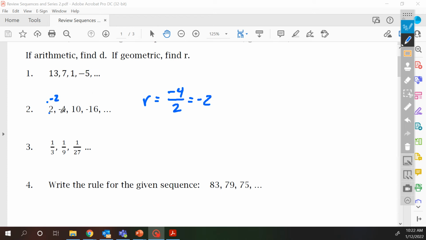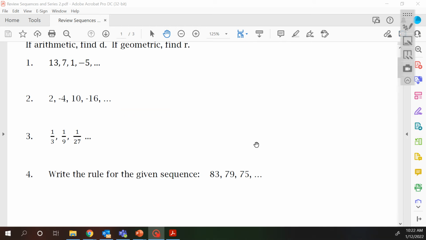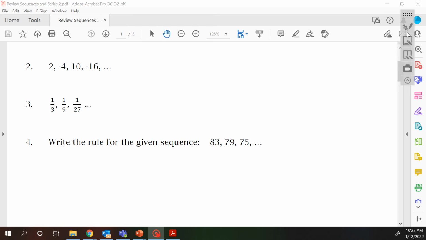2 times negative 2 is negative 4. Negative 4 times negative 2, that's supposed to be 8. But the number is 10. So it does not have a common ratio. It also does not have a common difference. This has neither. This is not any type of sequence that we know about, arithmetic or geometric. Let's take a look at number 3.